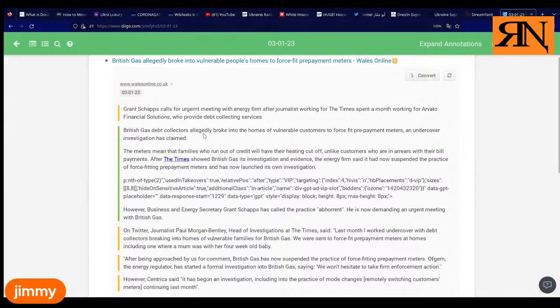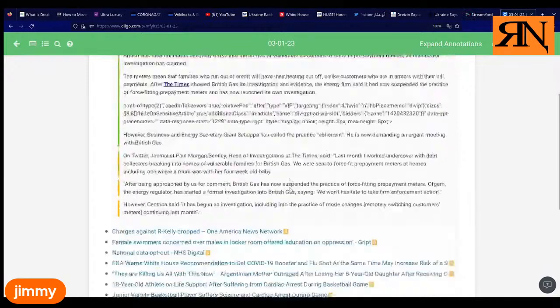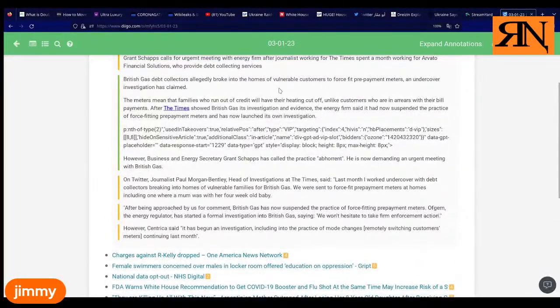British Gas debt collectors allegedly broke into the homes of vulnerable customers to force fit prepayment meters, an undercover investigation has claimed. Now, the meters may mean that families who run out of credit will have their heating cut off, unlike, of course, customers who are in arrears with their bill payments. And I understand how that works, yeah.